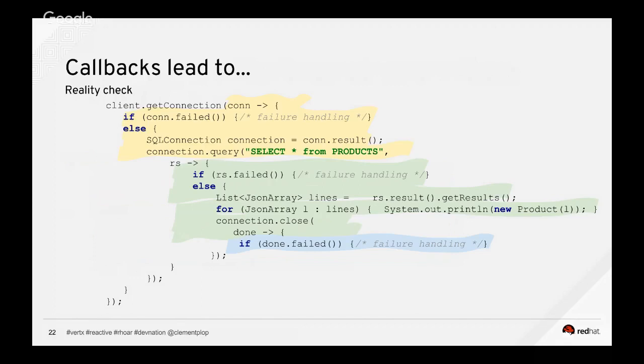All the Vertex ecosystem is developed like this. And believe me, it's not easy every day. Well, we do that because we don't want to depend on anything, and we want to have something homogeneous. But yeah, sometimes it's hard to read.